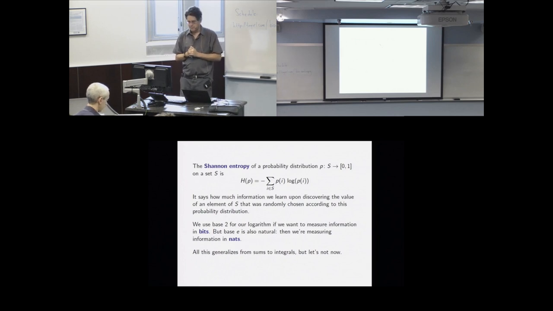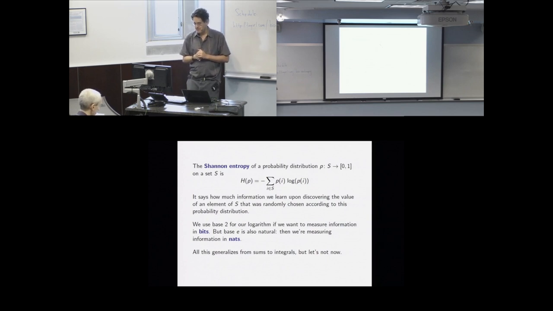It doesn't matter what base of the logarithm you use, so don't start arguing about that, kids. You can use base 2, and then you're measuring information in bits, but in physics it's very common to use base e, which is a very natural kind of logarithm. And then you're measuring information in nats. I think they should be called nits, but that would be nitpicking.